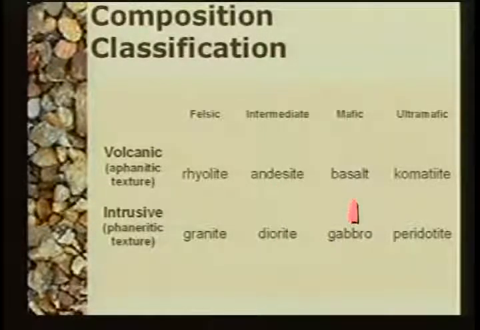And finally, if we have a mafic composition magma cooling inside the Earth, we'll have a gabbro. And cooling outside the Earth, the lava would produce a basalt. The most common intrusive igneous rock is granite. The most common extrusive igneous rock is basalt.